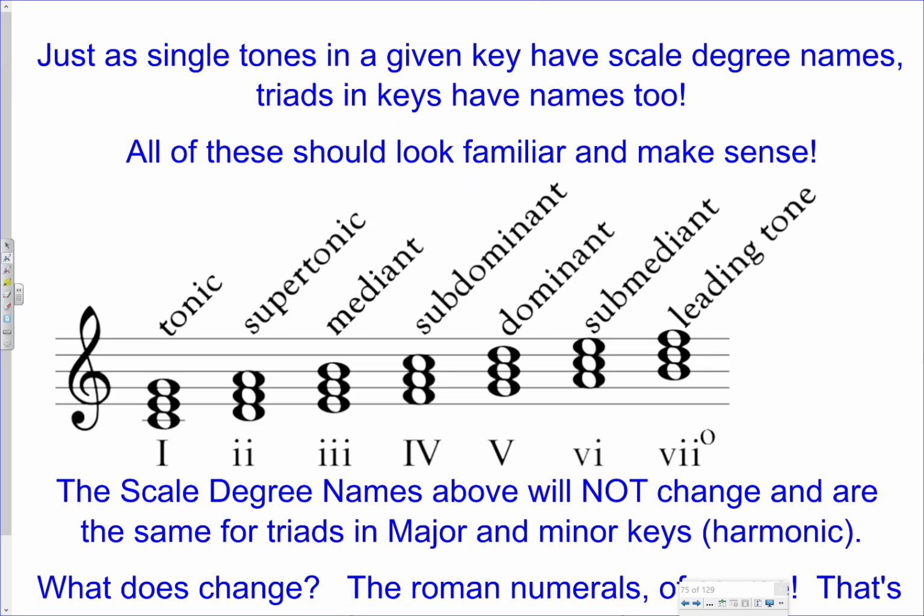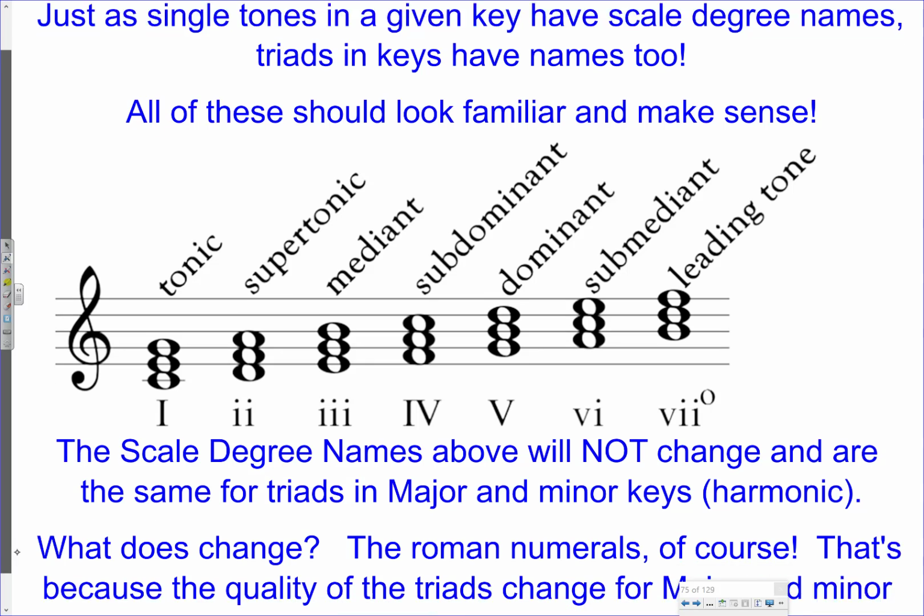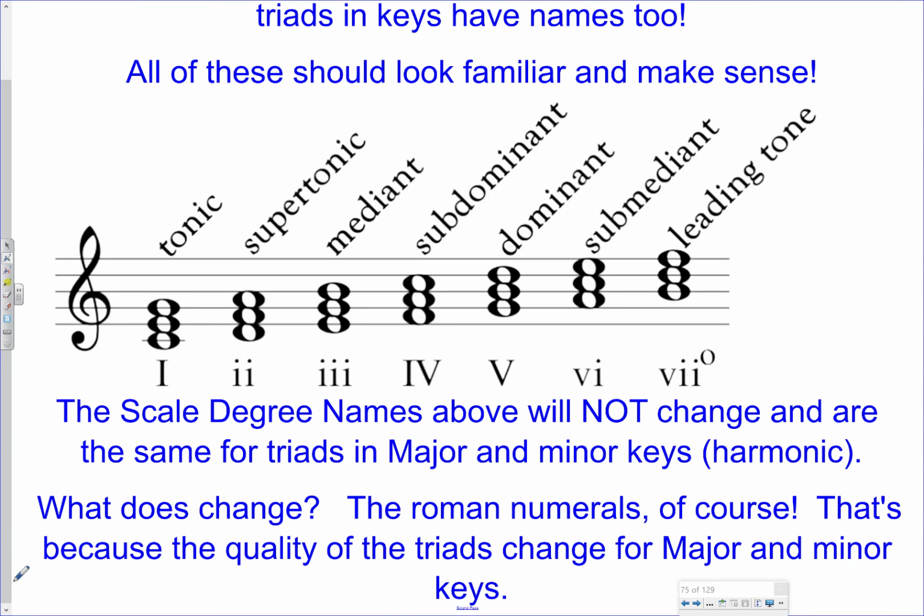Just as single tones in a given key have scale degree names, triads in keys have names as well. All of these should look familiar and make sense by this point. The scale degree names above will not change and are the same for triads in major and minor keys. What does change are the Roman numerals. That's because the quality of the triads change for major and minor keys.